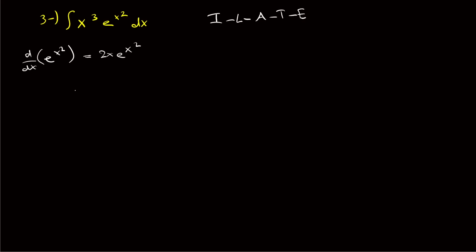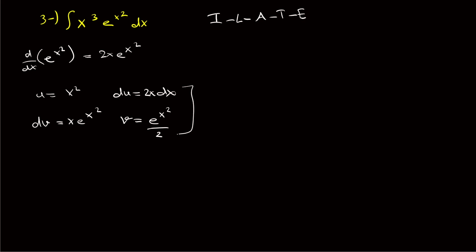So let's start with dv this time, because dv is x e to the x squared. Well, I don't have 2. I could add it and divide this integral with it, but I'm not going to do that. Instead, I'm going to write v, integrating both sides, as e to the x squared divided by 2, because I want to save myself from the 2, right? For the u, what I have is x squared, and du is going to be 2x dx.